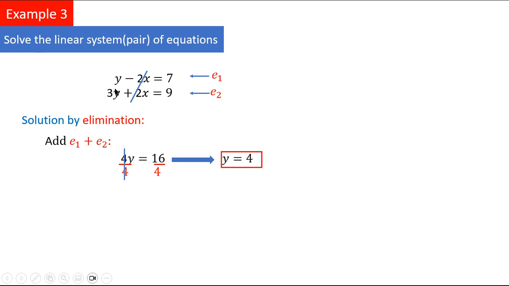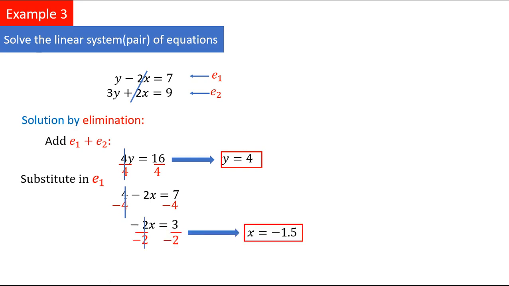Now you can use any one of these equations to find x. So if I substitute in E1, 4y minus 2x is equal to 7. Subtract 4. Minus 2x is equal to 3. Divide by minus 2. X is equal to negative 1.5. So you see that it's easier in this situation to use elimination than substitution.